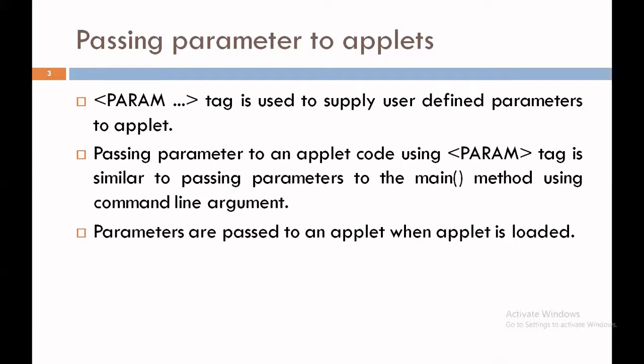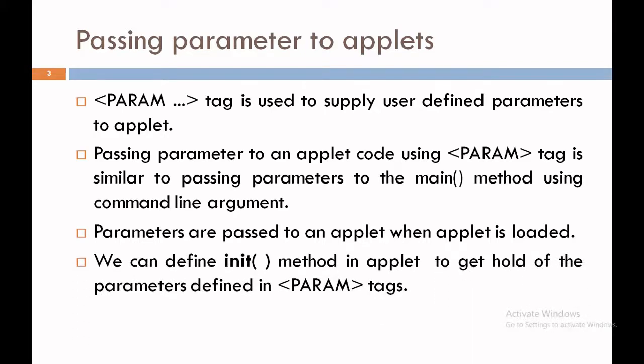Parameters are passed to an applet when the applet is loaded. That means when the applet is initialized, when the applet is born in its life cycle, these parameters are passed to the applet. And for that we can define the init method in the applet to get the value of the parameters which are defined in a param tag. We can also use the paint method for the same.